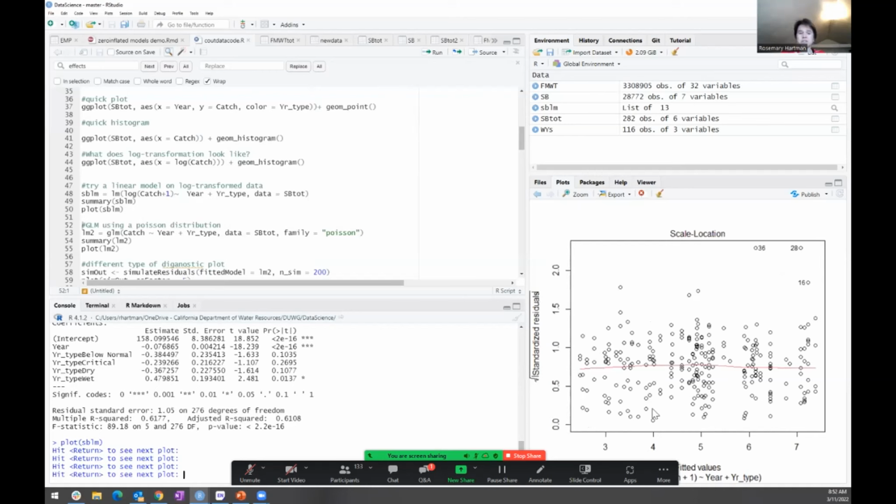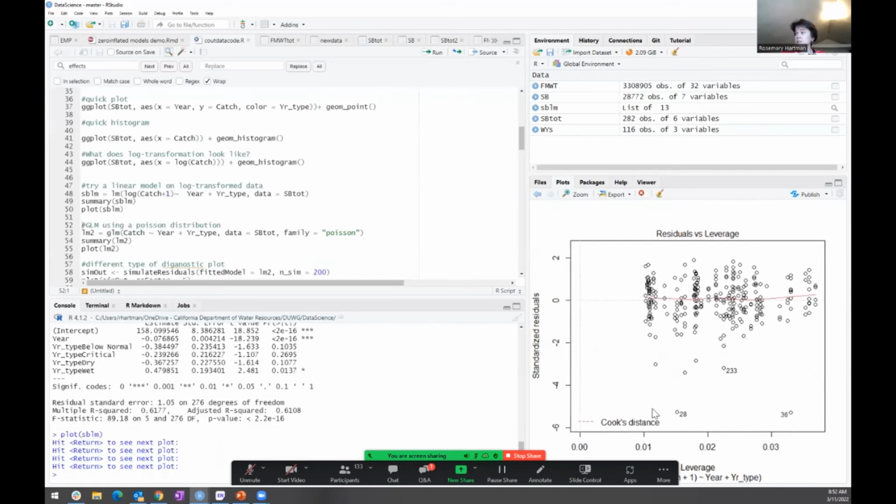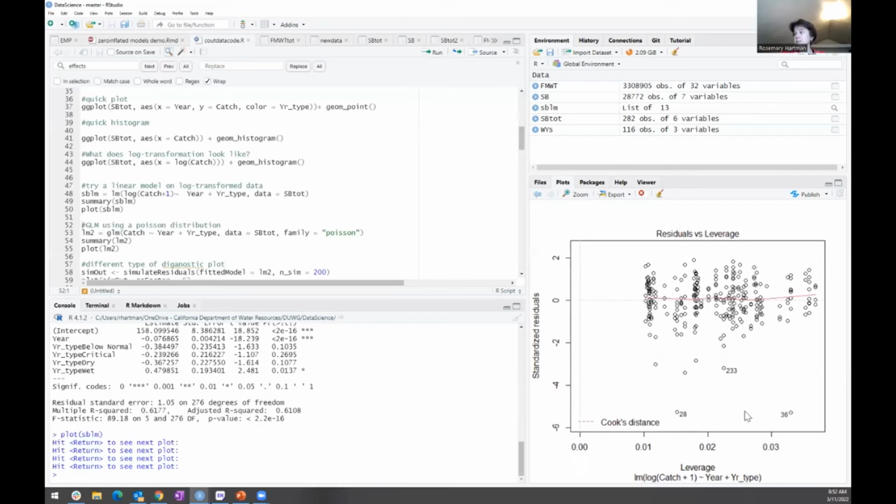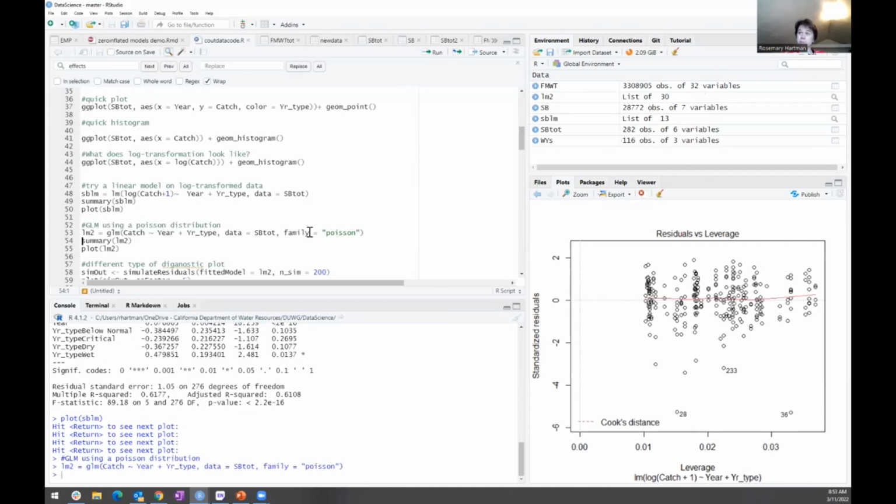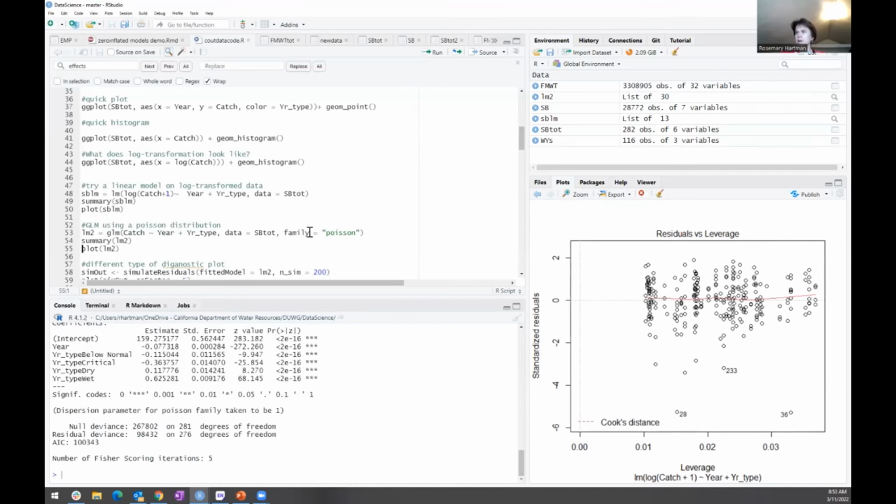Scale location, this also kind of looks like a cloud, which is good. Same with residuals versus leverage, this is where you check for outliers. And all the points need to be inside the dotted line. We don't even see the dotted line, so we're good there. But the Q-Q plot wasn't great, so I feel like we should probably try and use a different distribution. We're gonna try a Poisson distribution. Like I said, this probably won't work, but we're gonna give it a go.